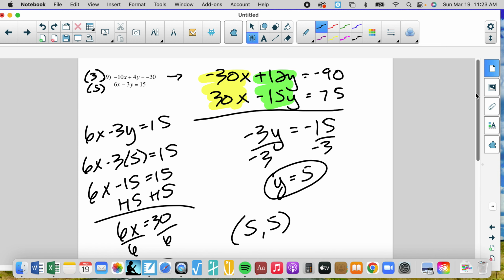Plug it into the top equation. Negative 10 times 5 is negative 50. 4 times 5 is 20, negative 50, and positive 20 is negative 30. That worked.